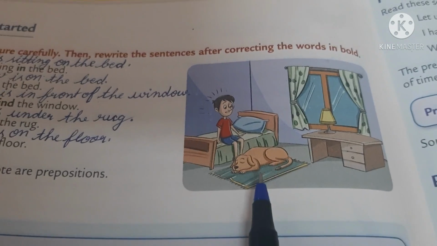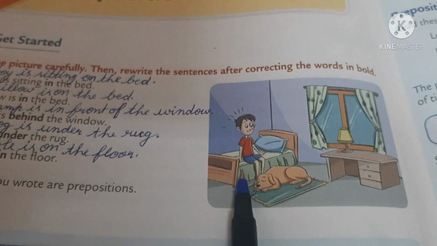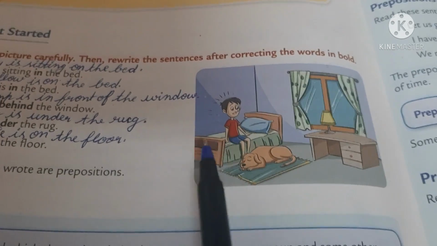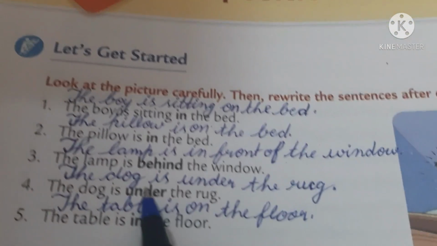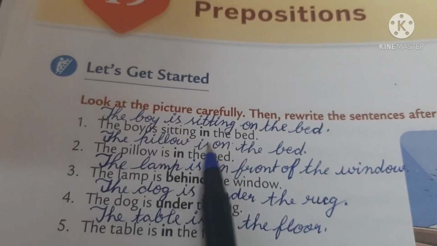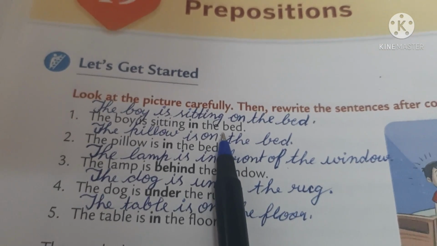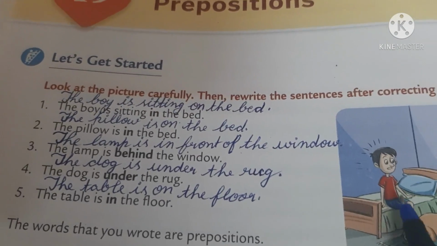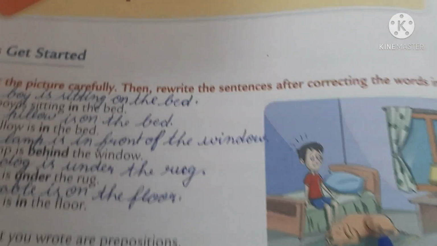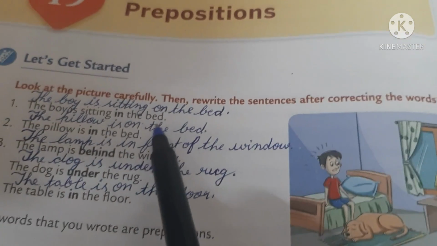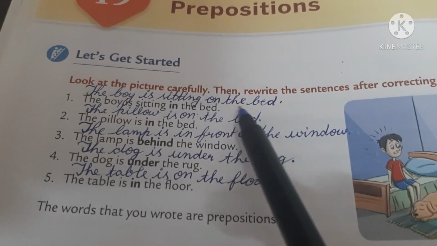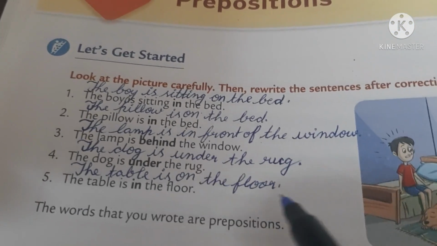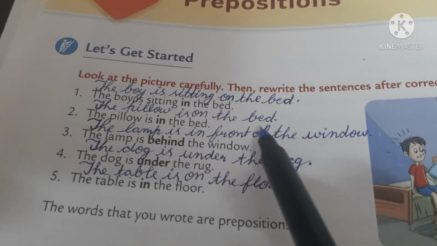Okay, you can see this picture. This is a boy sitting on the bed, and there is one dog, one lamp, this window, and this table you can see. Now the boy is sitting in the bed, so the boy cannot sit in the bed. The boy will sit on the bed, so the boy is sitting on the bed. The pillow is in the bed, so the pillow is not in the bed, the pillow is on the bed.